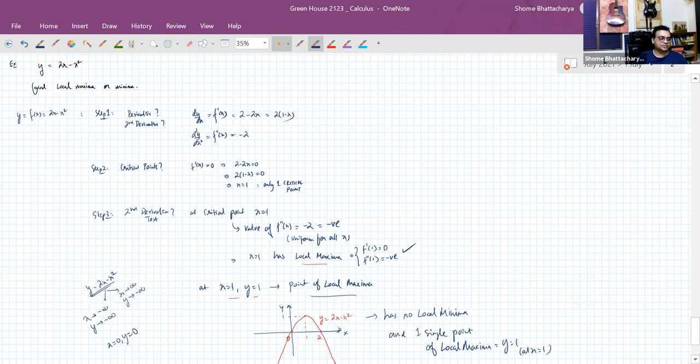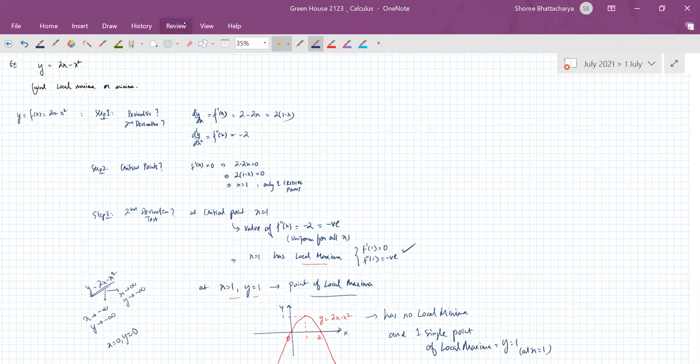Okay, so these are all the steps that we would use in any function like this. This just happens to be this case where it's a quadratic function, so we're getting only one critical point. And in this particular case, that critical point is coming out to be a point of local maximum.